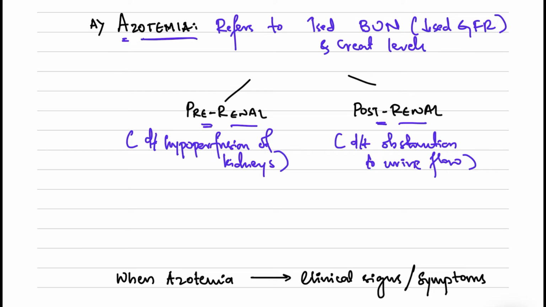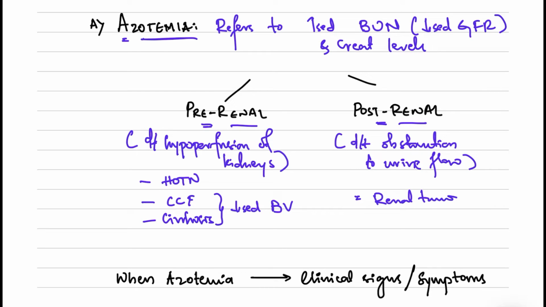What are some of the causes of pre-renal that you can say? It can be due to hypotension, and it can also be seen in congestive cardiac failure, in cirrhosis of the liver. In either of these cases, there is reduced circulating blood volume. It can be due to hemorrhage, which will lead to reduced blood volume, and again a pre-renal cause of azotemia. In post-renal, it may be due to obstruction. Obstruction can be due to renal tumors, or it can also be due to urinary stones. So these are the main causes of post-renal, and these are the pre-renal.